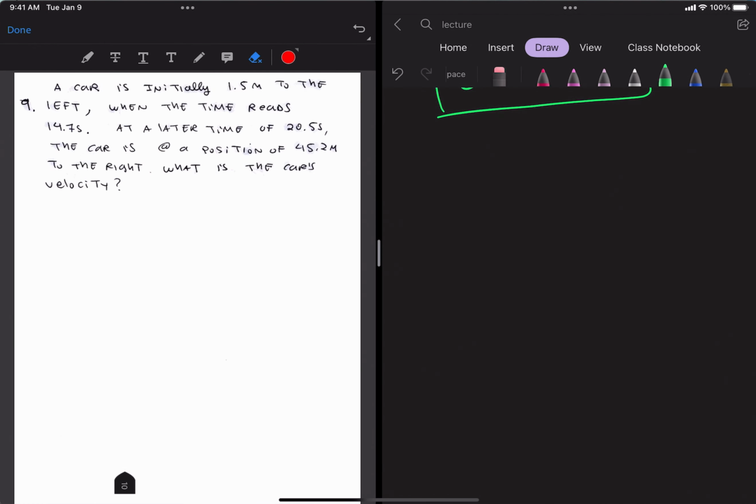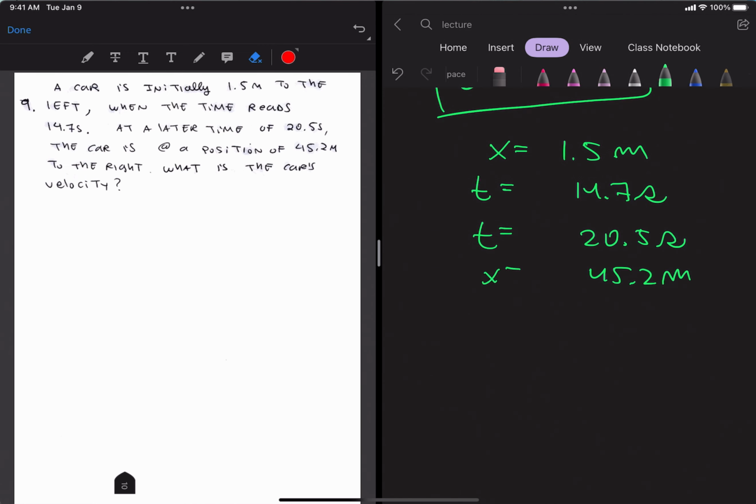So let's just write down the givens. You have 1.5 m. Meters is a distance, or position, we'll call it x, and you have 14.7 s. Seconds is time, so this is t, and you have 20.5 seconds, which is another time, and you have 45.2 meters, that's another distance x, and we want to find the velocity. So we have to interpret these numbers here.